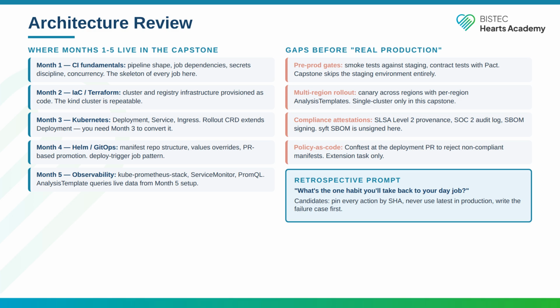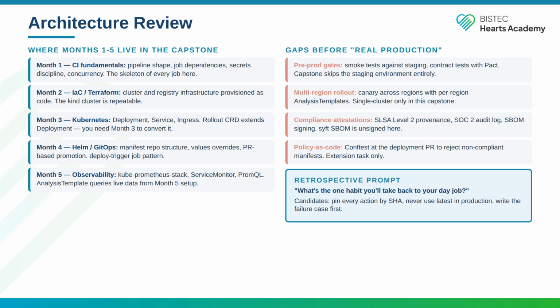Month 2's contribution is the hardened container image. The multi-stage Dockerfile, the non-root user, the minimal base image, that is the image Trivy now scans. If you cut corners in month 2, the vulnerability gate fails here. Month 3's contribution is the Kubernetes workloads. The rollout is a superset of the deployment. The Helm chart skills, the config map and secret management, the resource limits and health probes, all of that carries forward unchanged.